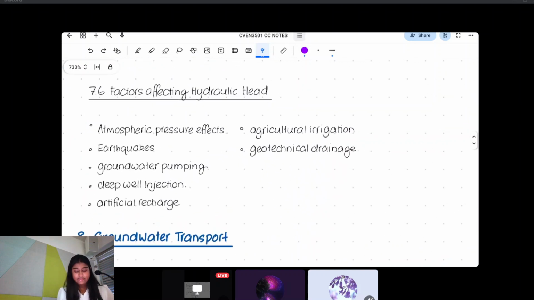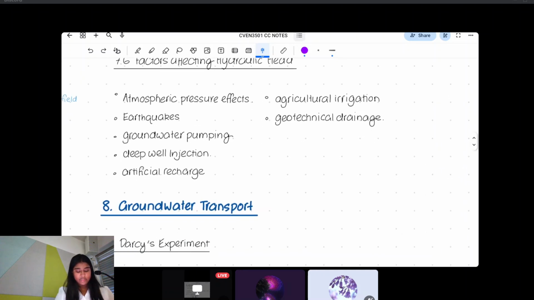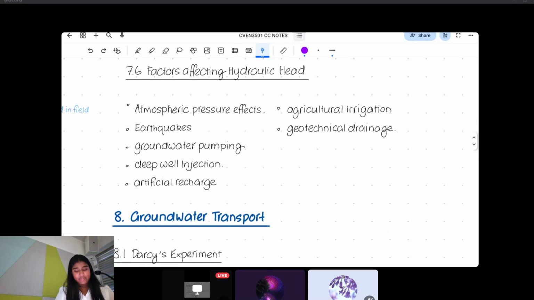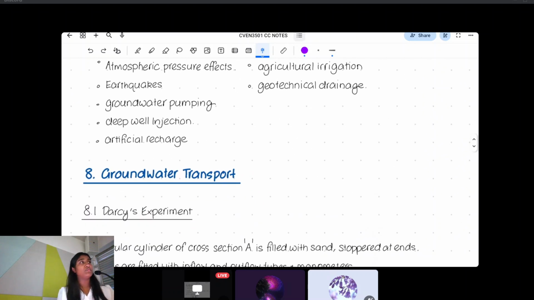These are some other factors here. I won't go through all of them, but there are quite a few environmental occurrences that will impact groundwater: agricultural irrigation, deep well injection, earthquakes, geotechnical drainage, all of which will have an impact on the way water moves under the ground.